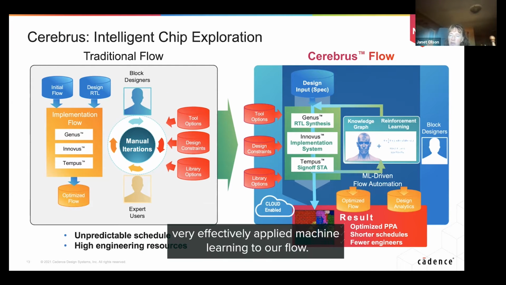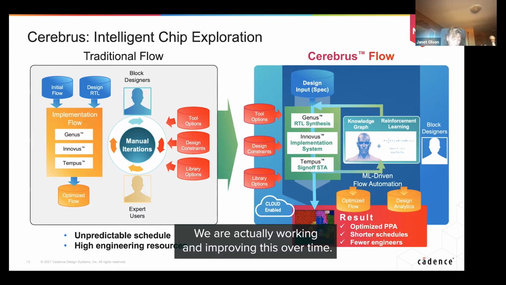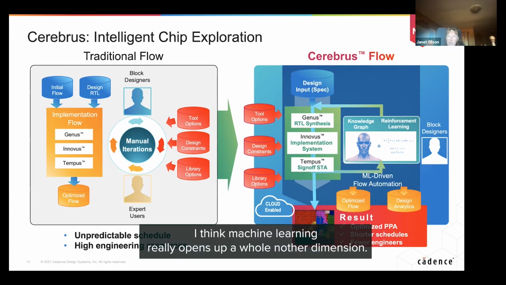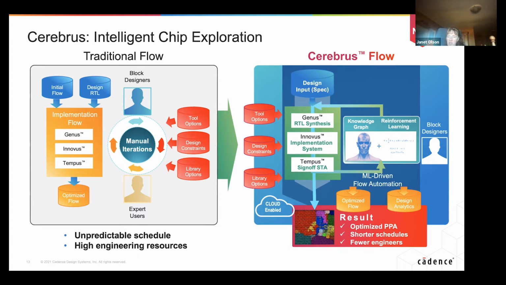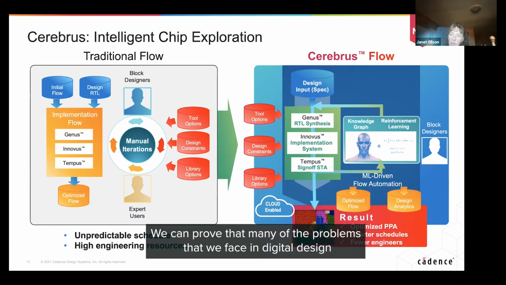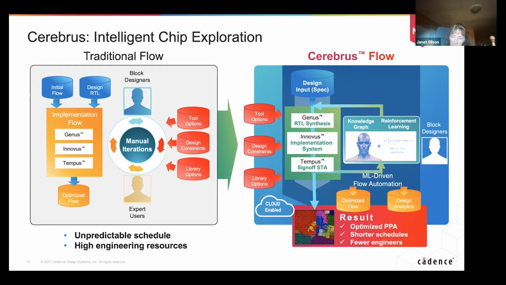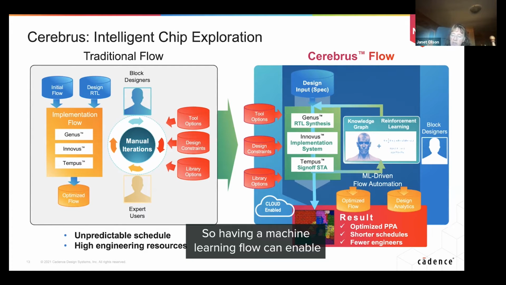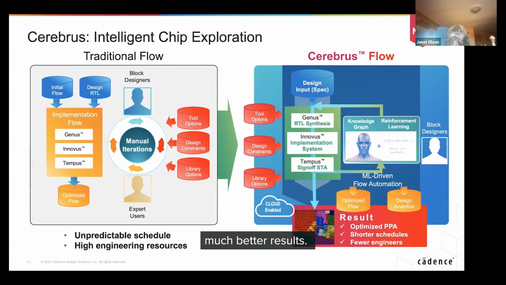So I think we have very effectively applied machine learning to our flow. We are working and improving this over time, moving this to other parts of the flow. There are other things that you can do with machine learning. I think machine learning really opens up a whole other dimension. Many of the problems that we face in digital design are provably not solvable, so having a machine learning flow can enable much better results.